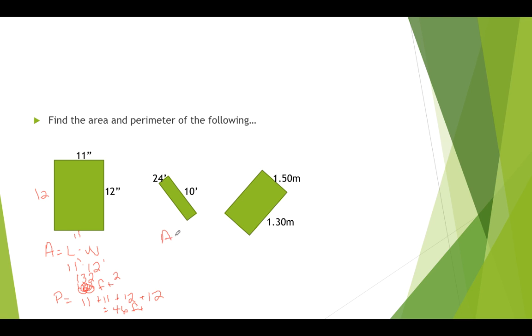All right, let's do this one real quick. We've got 24 feet times 10 feet gives you 240 feet squared. And then the perimeter, I'm just going to add all those up. So 24 plus 24 plus 10 plus 10 gives you 68 feet. All right, so I'm going to go ahead to the next slide.